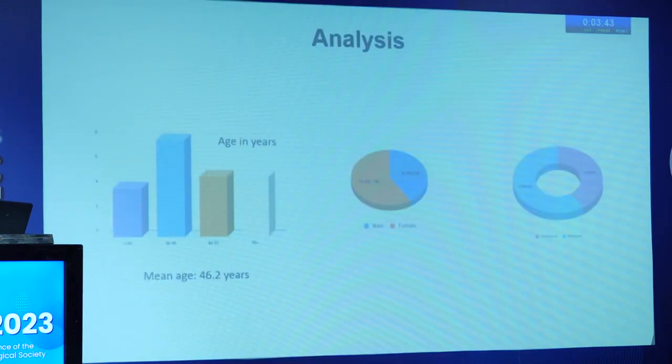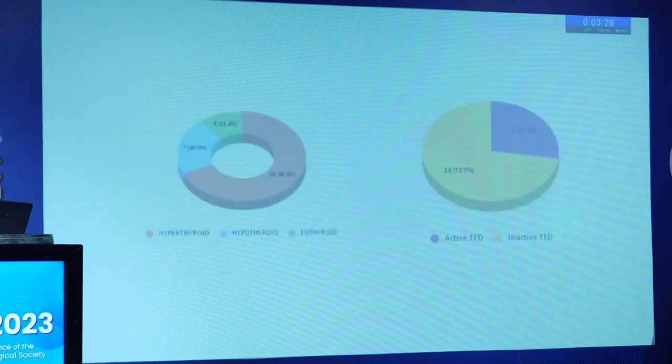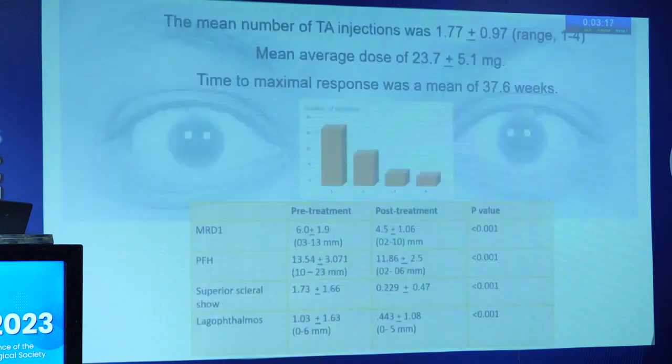The analysis is as follows. The maximum age group fell between 36 to 45 years, and the mean age was 46.2 years in our patients. Females were more, 13 more than males, and bilateral disease was seen in 13 of our cases. Maximum of our cases were hypothyroid. Otherwise, hyperthyroid and euthyroid status was also seen. The disease was active in 6 cases and inactive in 16 cases.